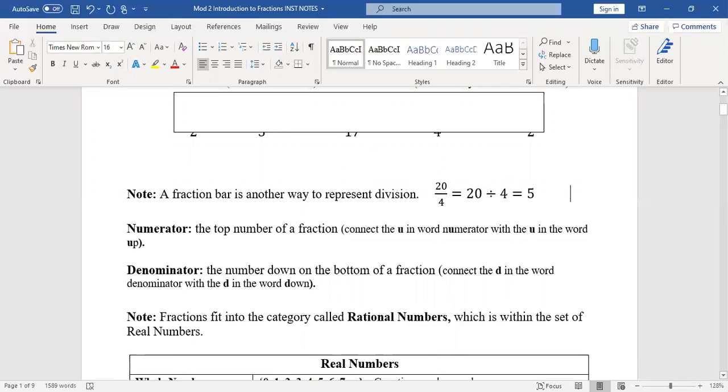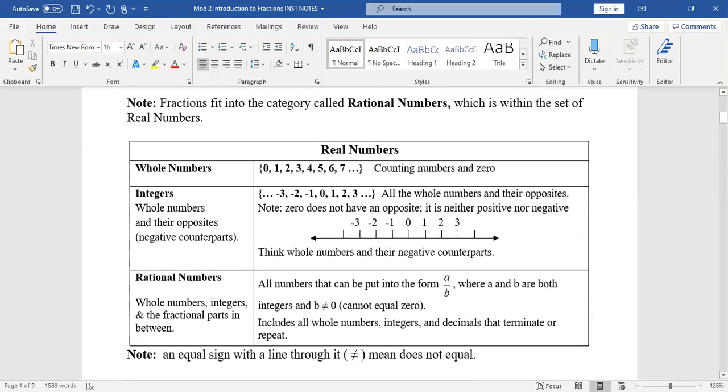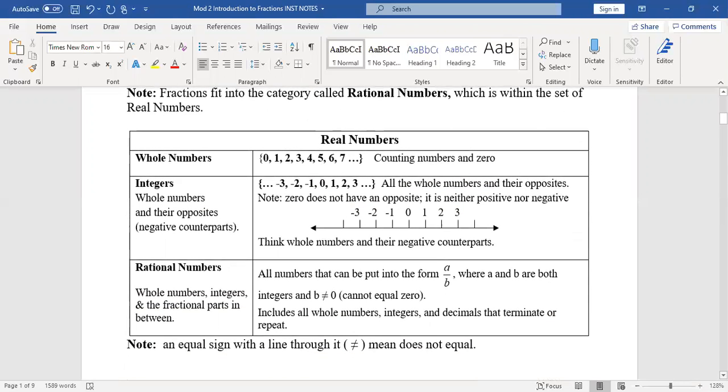Fractions fit into a category called rational numbers, which is within the set of real numbers. We've talked about whole numbers, which are 0, 1, 2, 3, 4, and so forth. And we talked about integers, which are all of the whole numbers and their negative counterparts. Well, rational numbers are any number that can be represented as a fraction, or in the a over b form, again, where a and b are both integers and b can never be 0.